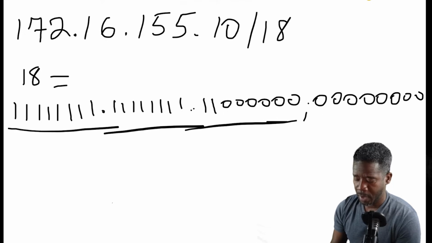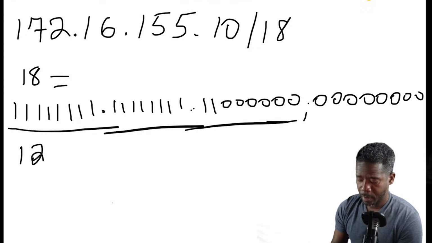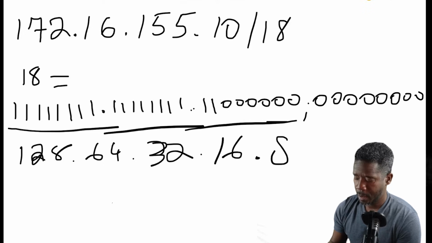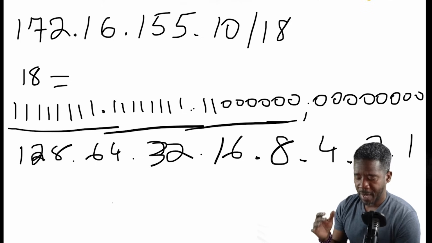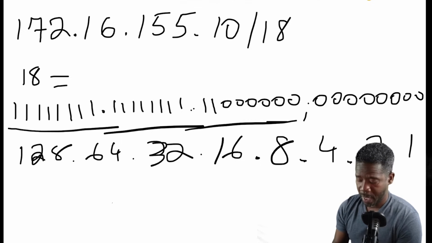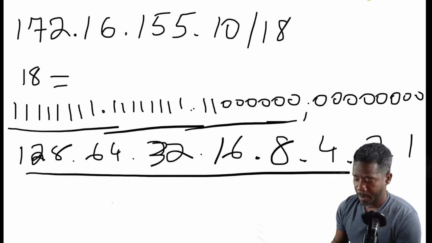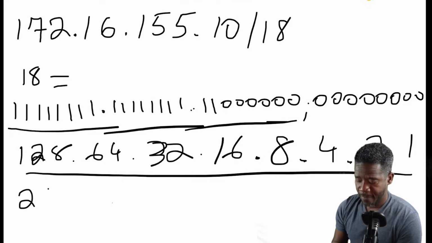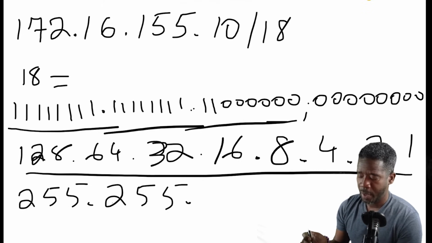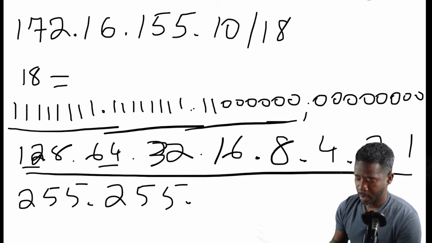If we go with the power of 2, which is 128, 64, 32, 16, 8, 4, 2 and 1, the first octet, when you have 8 bits, is 255. If we add everything here, it will be 255. So the first octet is 255, the second is 255, and the third one is not 255 because we only have these two bits, which are 128 and 64. Basically it's 192. So it's 255, 255, 192, and the last one is just zero.